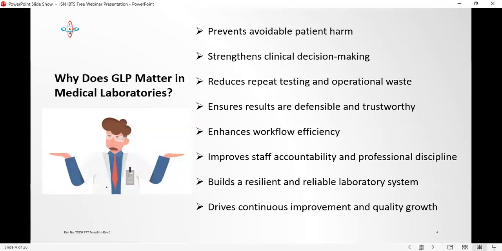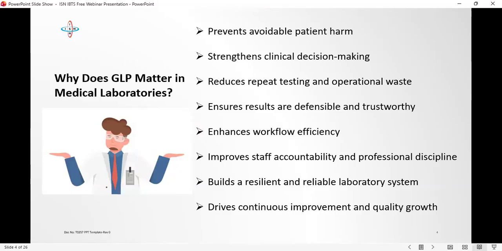Now think about this carefully. The analyzer did its job perfectly, right? The numbers generated were also correct, right? Based on the sample received, the numbers were correct, but the sample itself did not represent the patient's state at that time. So the result was analytically correct but clinically misleading. This is part of what we talked about then.